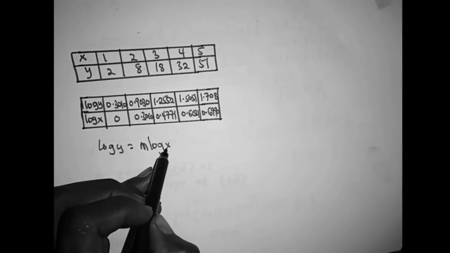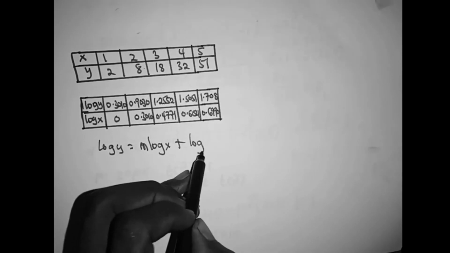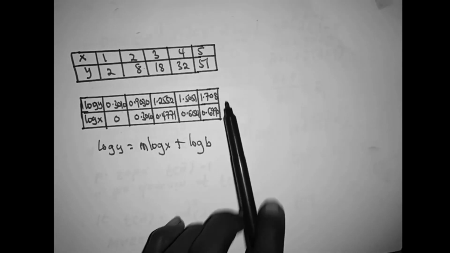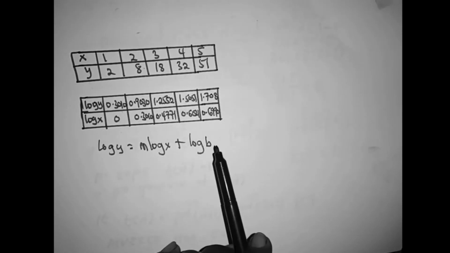So you see that we have two tables. Remember that our equation is log y is equal to m log x plus log b. So this is our table of x and y. When you take 1, you find log 1 and put it in the table of x. You take 2, log 2, log 3, log 4, then log 5. And you then take the y values too, and find their logs. So at the end of the day, we are going to plot a graph of log y against log x so that we can find the values of m and then b.